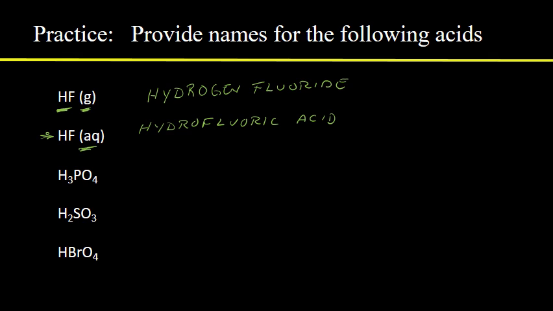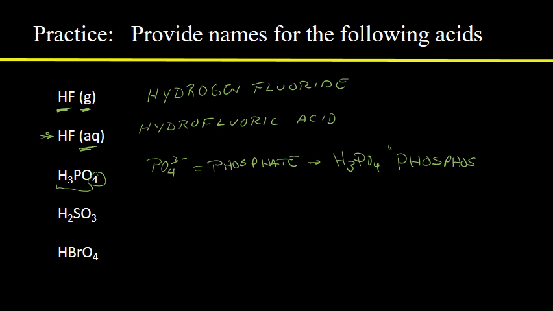Now, H3PO4, we should recognize that as an oxyacid. And to name the oxyacids, we have to remember what the -ate form is. PO4 3- is phosphate. This has the same number of oxygens here. So that means if we make that into the corresponding acid, I wrote phos twice. What am I doing?